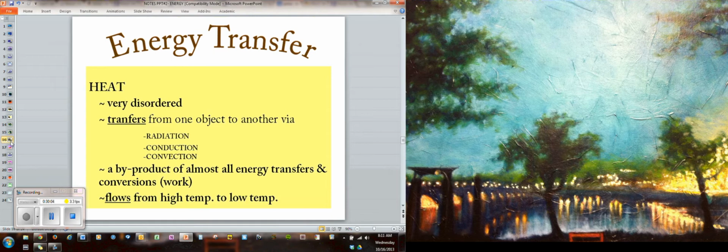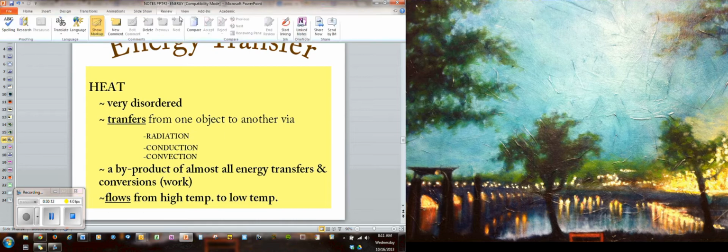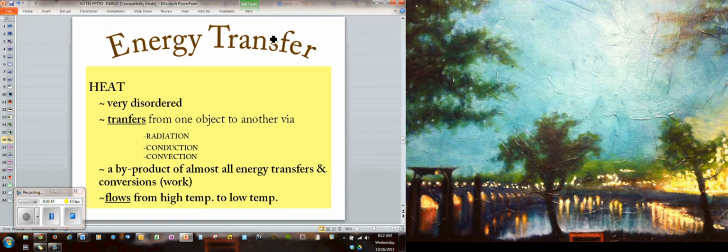And there are several ways that this can be done. Radiation is done in the form of waves. So how does the energy from the sun get to us? It is way too far away, 93 million miles, or 150 million kilometers. Radiation is heat transfer via electromagnetic waves.